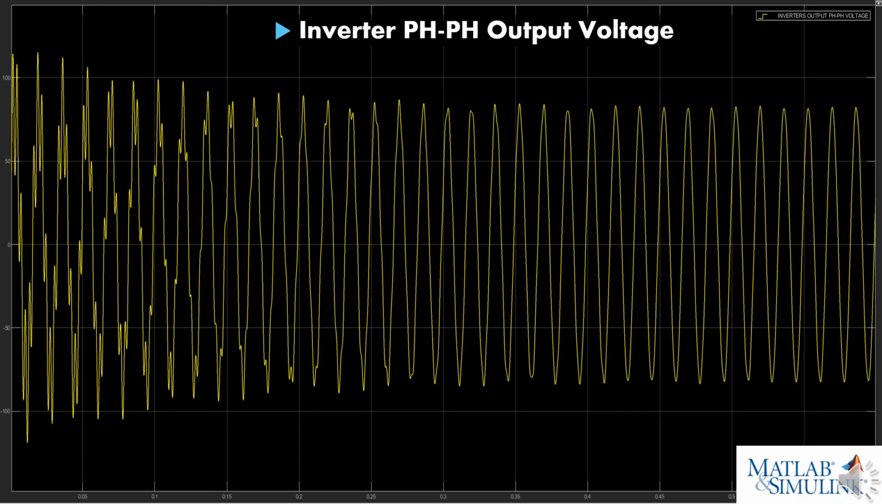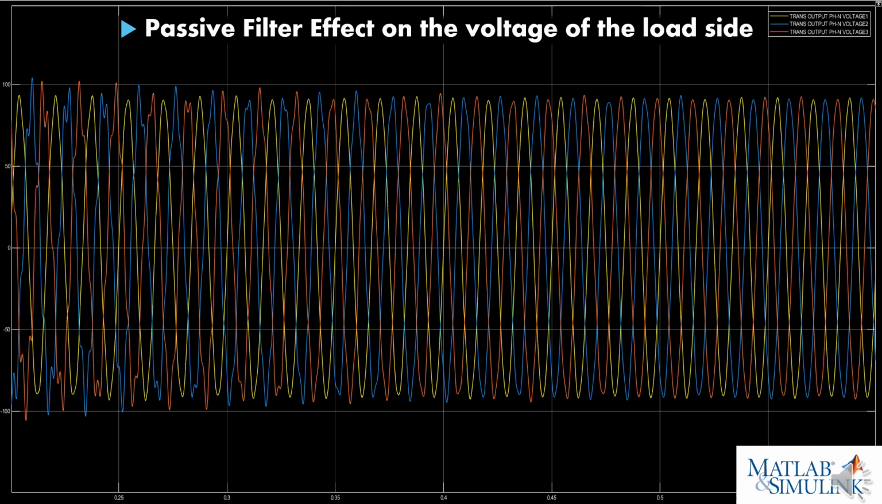Here we start with the inverter phase-to-phase output voltage. In the beginning, we can find some harmonics, but in the steady state now we have a pure sine wave, and this is from the effect of the passive filter. Here we see the output of the load side of the transformer. In the beginning we have some harmonics, but in the steady state we eliminated them with the passive filter. So now we have a pure sine wave three-phase voltage.